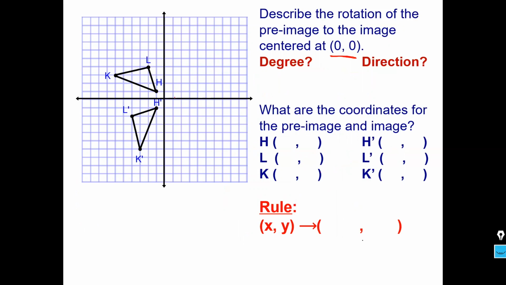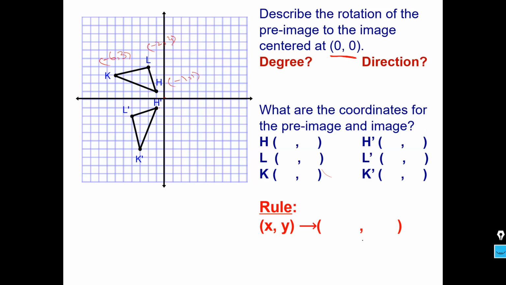This is the origin, right? So we shall apply all these rules on rotations of shapes only when the center is the origin. Look here, what are the coordinates of K? K is at (-6, 3). L is (-2, 4). And H is (-1, 1).